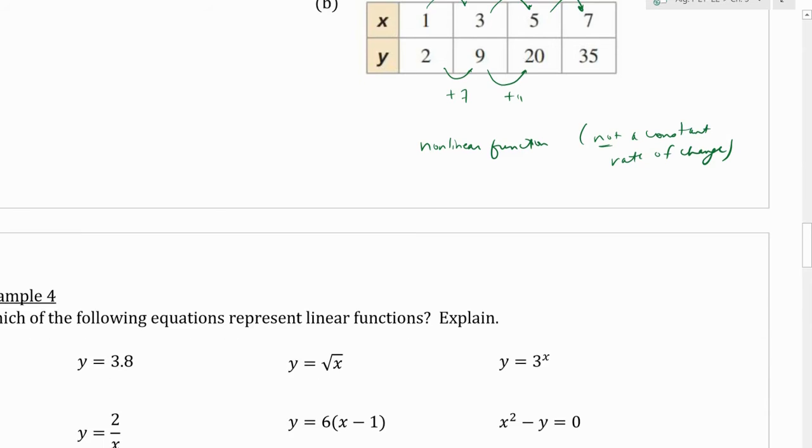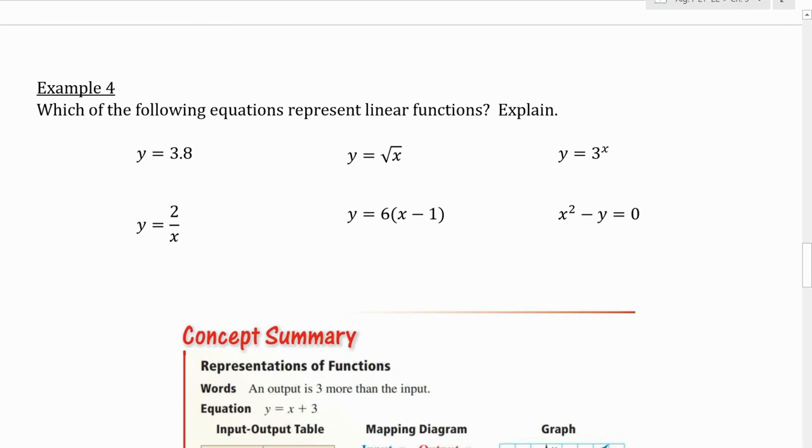Okay, all right. Which of these represent linear functions? So remember, a linear function can be written in this form right here. So could you make this look like that? There'd be no x's, but there's a 3.8 at the end. That is a linear function.